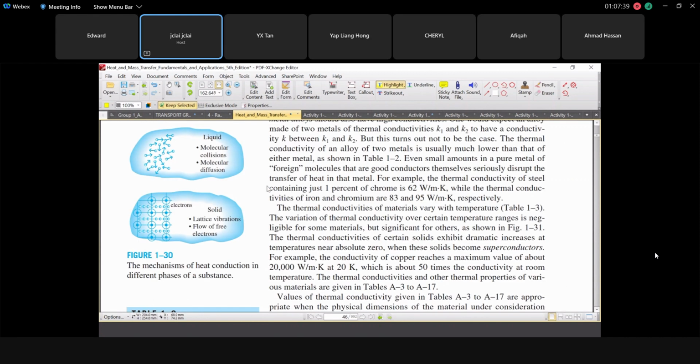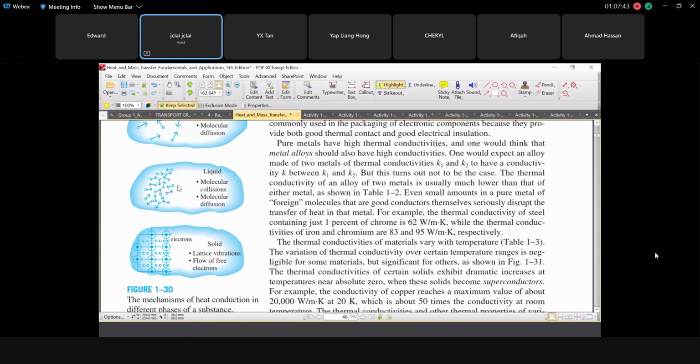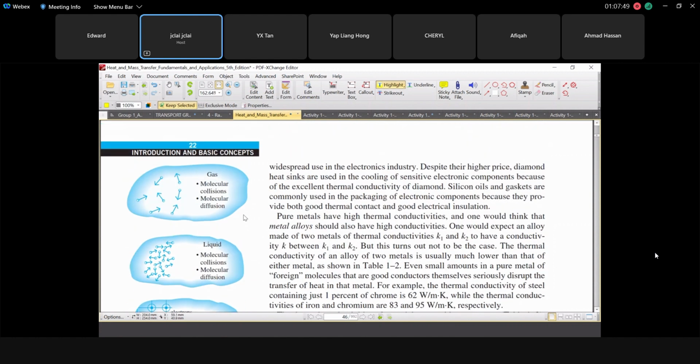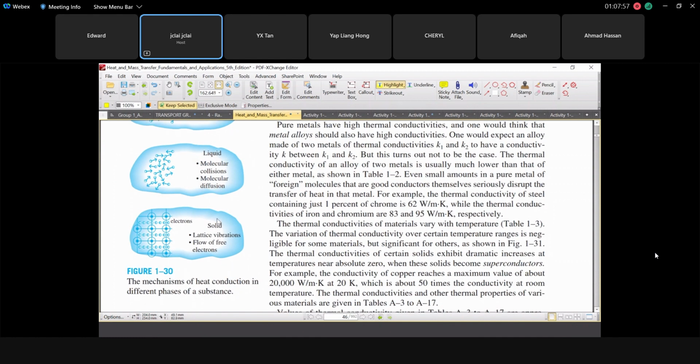For the next part, here you see a figure: mechanism of heat conduction in different phases of a substance. In gas, it's molecular collision and molecular diffusion. In liquid, also molecular collision and molecular diffusion. In solid, it's lattice vibration, or flow of free electrons. So lattice vibration is for non-metal, and flow of free electrons is for metal.